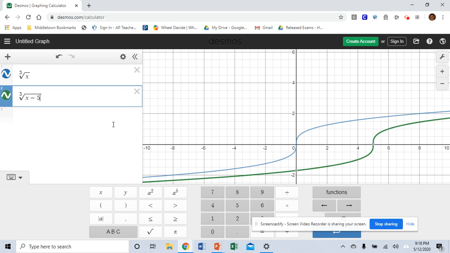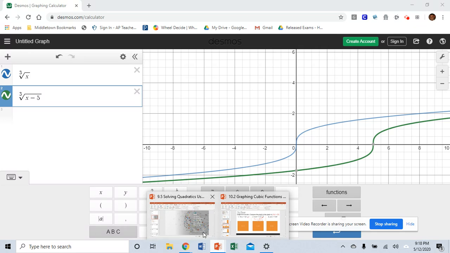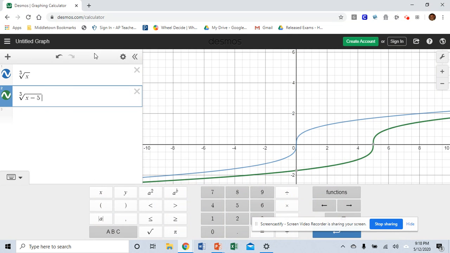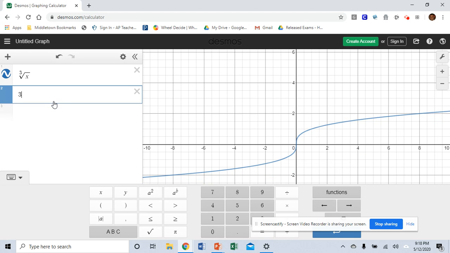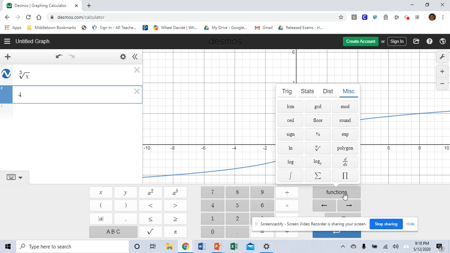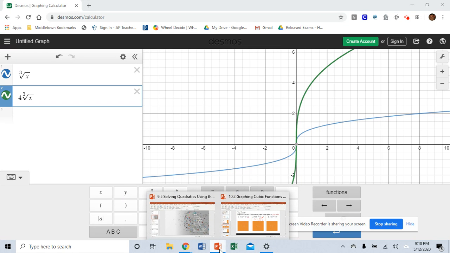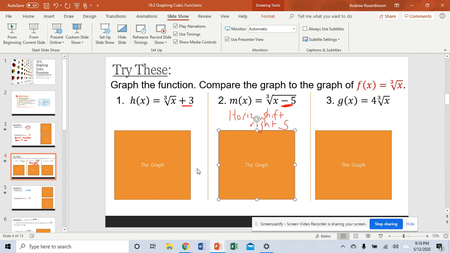The last example in this particular set had a 4 on the outside of it. So we should be thinking a 4 on the outside is going to make a vertical stretch. Let's put that 4 on the outside. Then go to our functions key, and then an x. You can see what we have here is a stretch of our function. We can see that it's stretched upward. So that would be a vertical stretch by a factor of 4. And again, we could write that in as well.